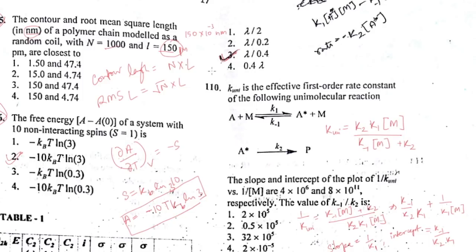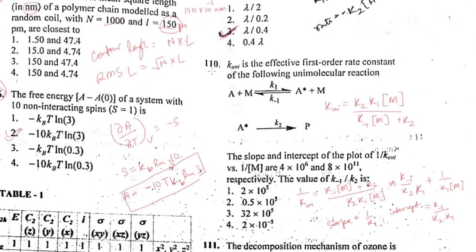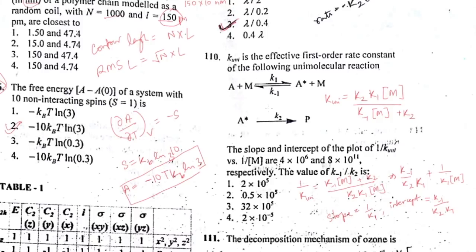Okay, now let's talk about this one, which was not directly from the Michaelis-Menten equation but from the Lindemann equation. This question was asked from enzyme catalysis, and the equation is given by k_uni = k2 k1 [M] / (k_-1 [M] + k2). So this is the equation.